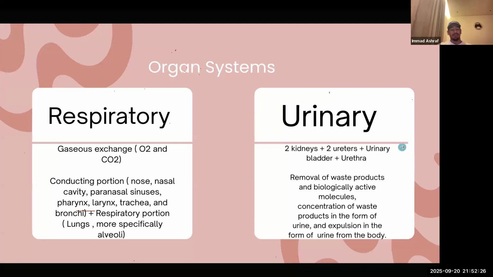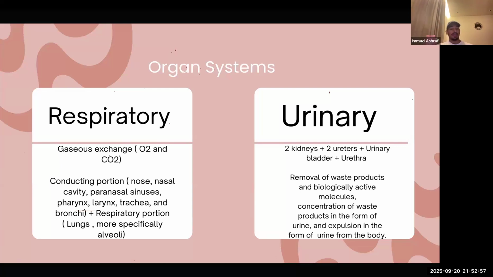Now we're on to the last two organ systems, the respiratory system and the urinary system. The only function of the respiratory system is gaseous exchange. So you breathe in oxygen, you breathe out carbon dioxide. That's it. The respiratory system has two parts: a conductive portion and a respiratory portion. The conductive portion includes the nose, nasal cavity, the paranasal sinuses, the pharynx, the larynx, the trachea, and the bronchi. Okay, so all of these are the conductive portion.